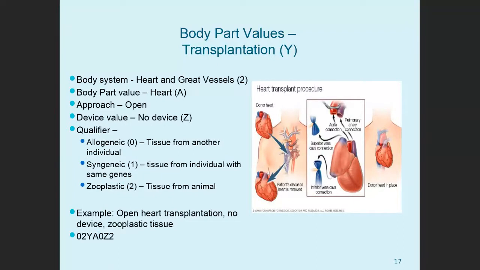Transplantation is another root operation that uses qualifiers. In the heart and great vessels system, the qualifier describes the type of tissue: allogenic, syngeneic, zooplastic. And here's a definition of those. So it gives additional information. Open heart transplantation, no device, zooplastic. And what kind of tissue was used? Zooplastic. So animal heart.